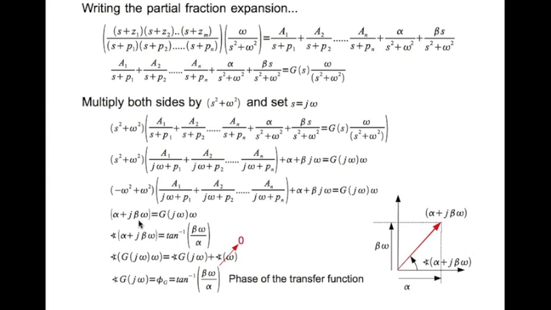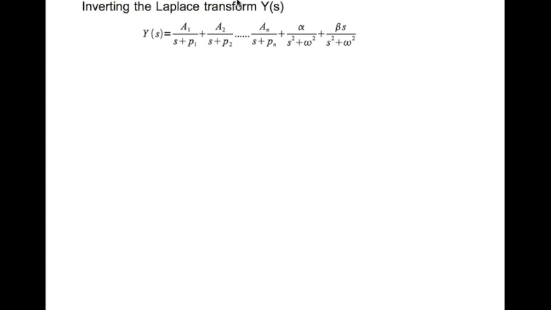Now if you take the magnitude of this expression on both sides, the magnitude of this complex number is the root of alpha squared plus beta omega the whole squared. This is equal to the magnitude of the transfer function evaluated at j omega times omega. Now let's go back to Y of s and invert the Laplace transform to get y of t.